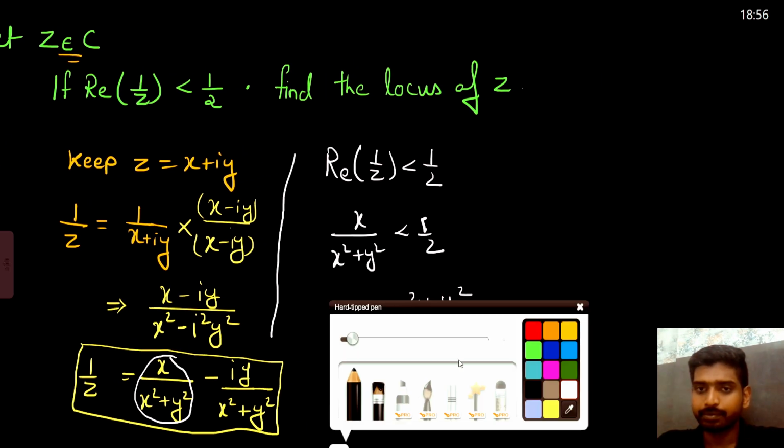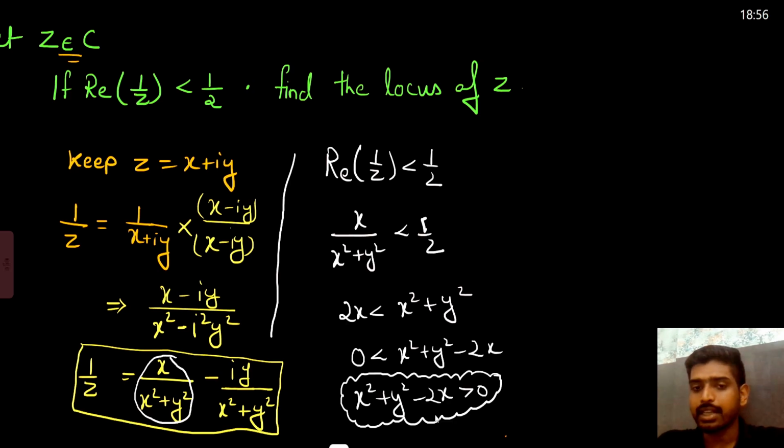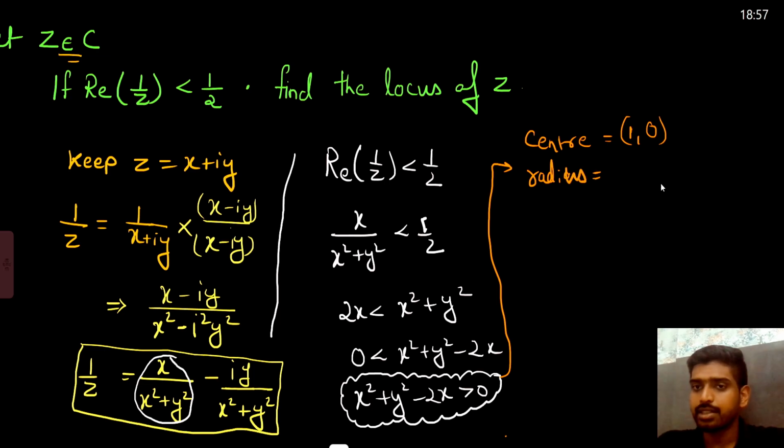Now if you see, what is this? This is actually the equation of a circle, right? What is the center of the circle? The center of the circle is minus g comma minus f. What is g? g is half of the coefficient of x. So minus g is plus 1, and the center is 1 comma 0. The radius is under root of g square, which is 1 square, plus f square minus c, all are 0. So here we'll get simply: radius is 1, center is 1 comma 0.